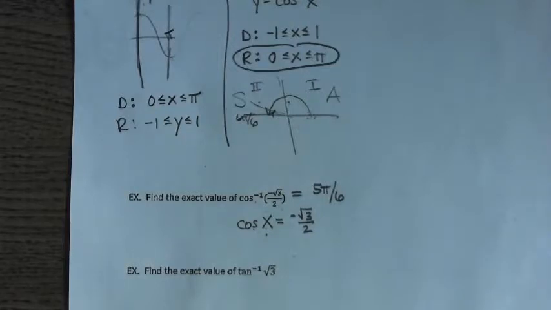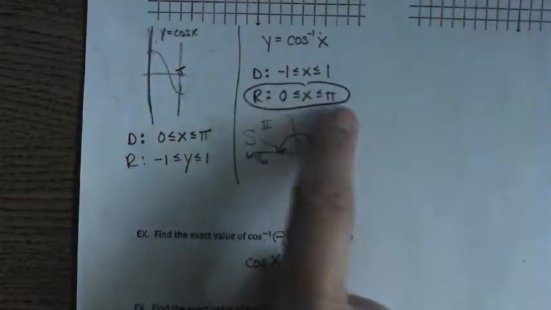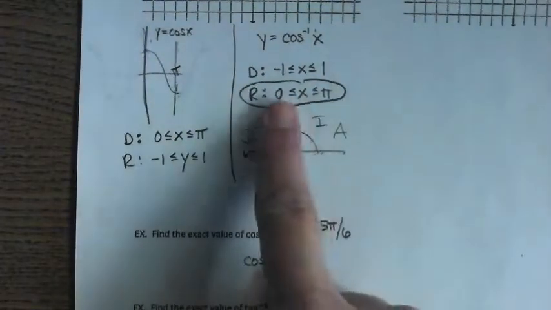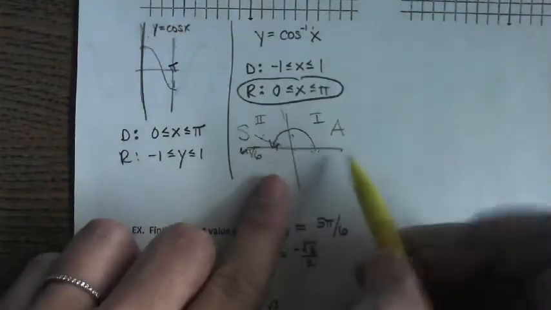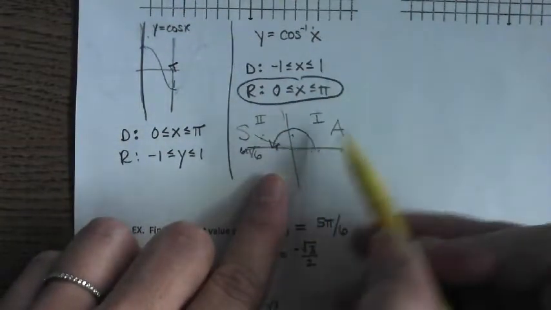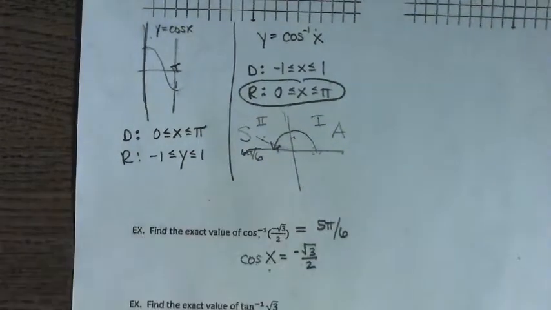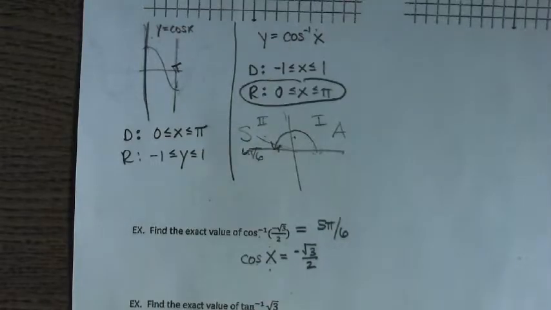Jalen? Right, because this one has to be something between 0 and pi. 0 to positive pi. The other one was between negative pi over 2 and positive pi over 2. Yes. Okay?